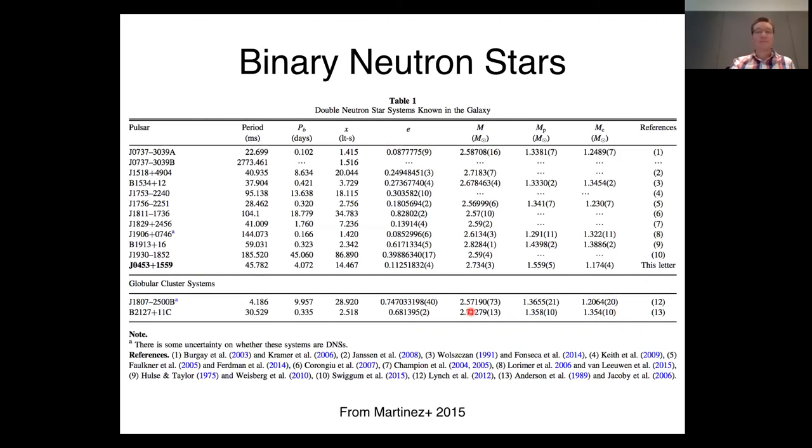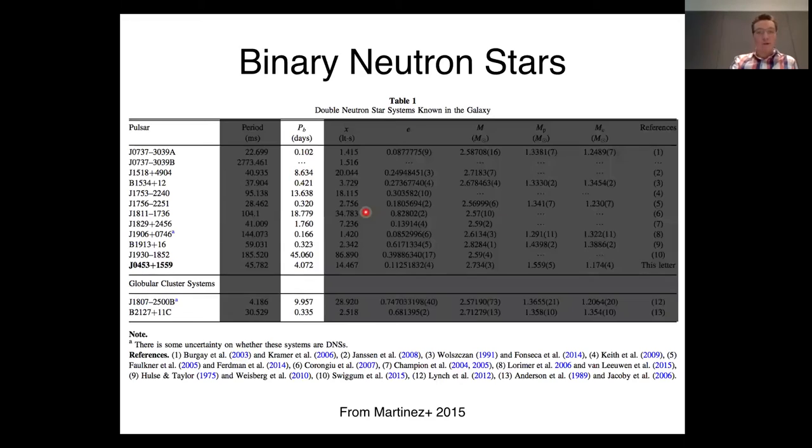So let's start with a little bit of background. What are binary neutron stars? Well, binary neutron stars are a binary system composed of two neutron stars. We know of a few of them in our galaxy and in globular clusters around our galaxy. And here is a table with all of the known binary pulsars. It has a few interesting numbers like the masses of the two neutron stars and so on.